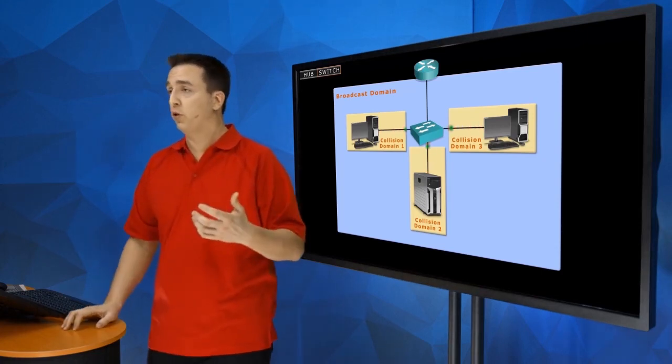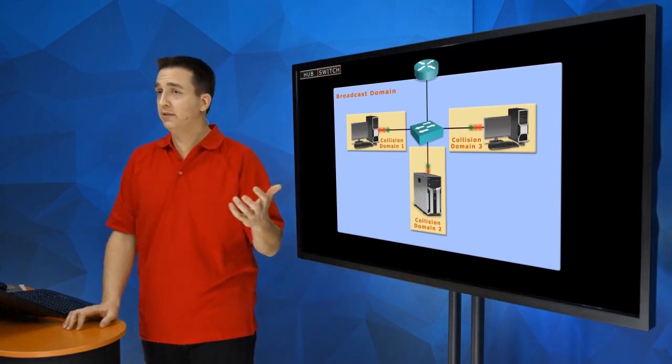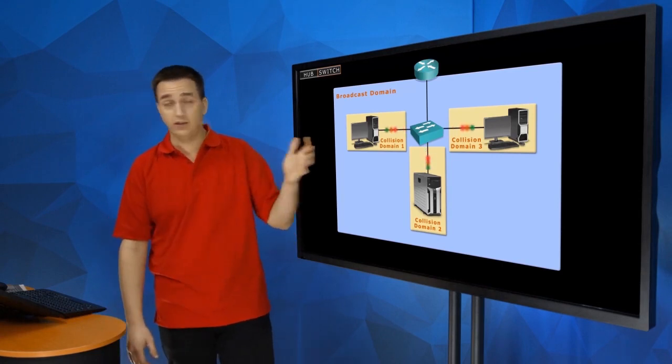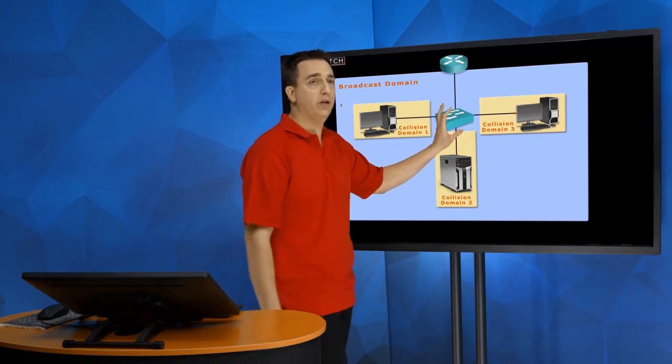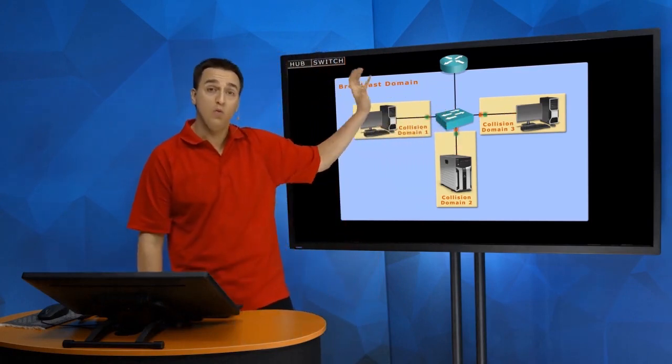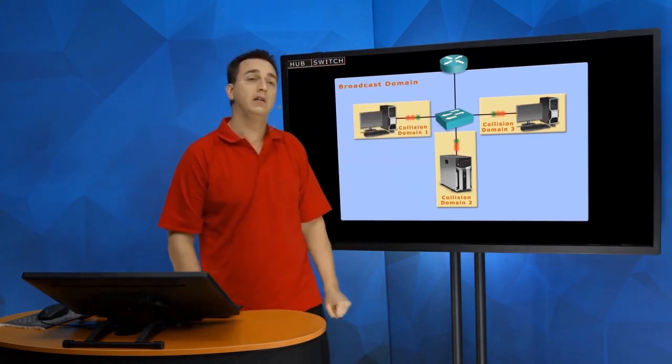So if I have a 24-port switch, I'm going to have 24 collision domains. In this case, I have a 4-port switch that's in operation right now. So we have 4 collision domains. We don't see the collision domain between the switch and the router, but we would have a collision domain there as well. We definitely would.